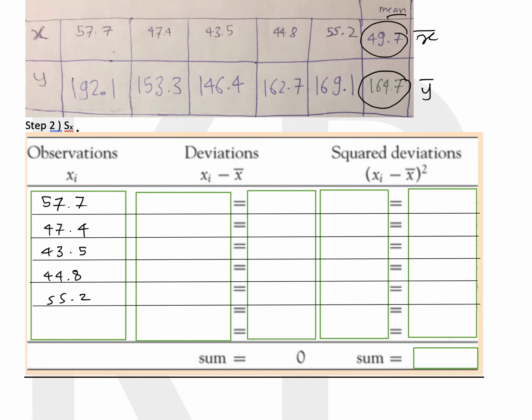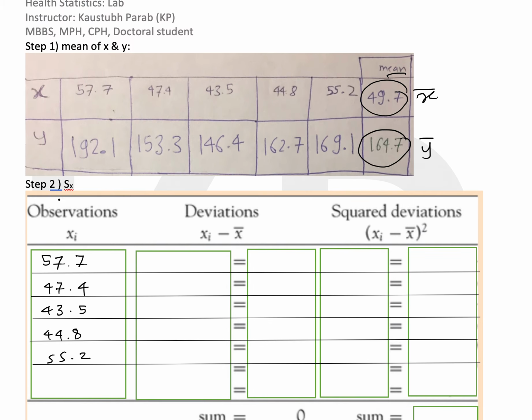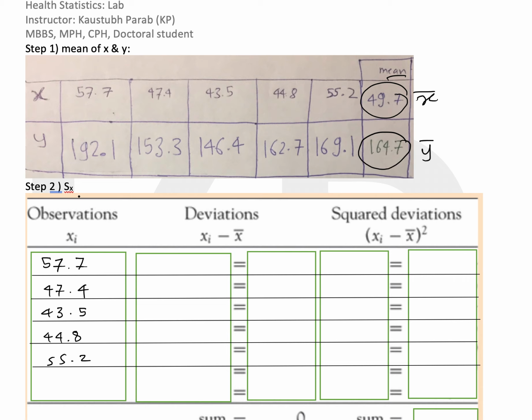So the second step is calculating the standard deviation for x. You can simply go through this table-wise stepwise process, or you can also do it in one step that I will show in the later half of this video. So first, using this table, these are the xi that are nothing but your x values, x individual, 57.77 and so on till 55.2.